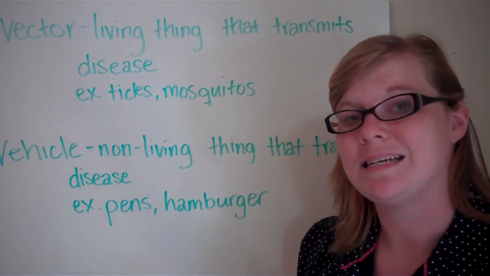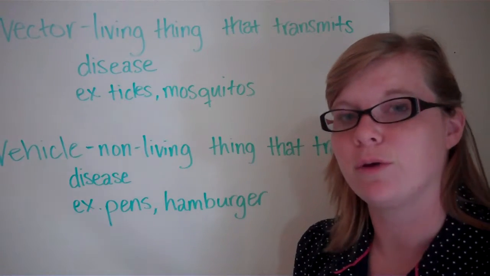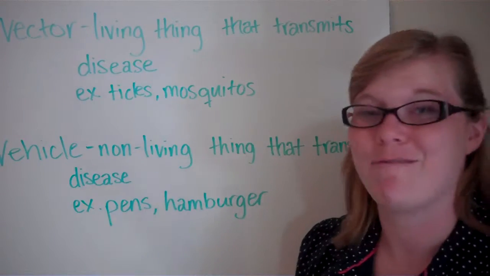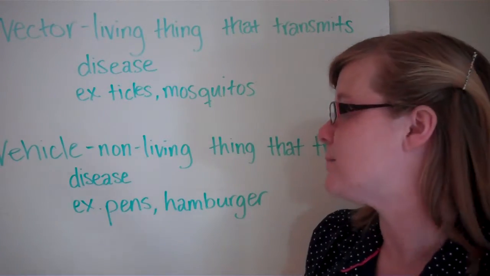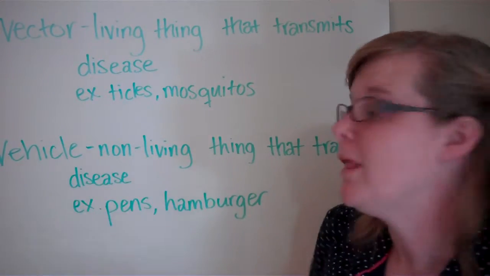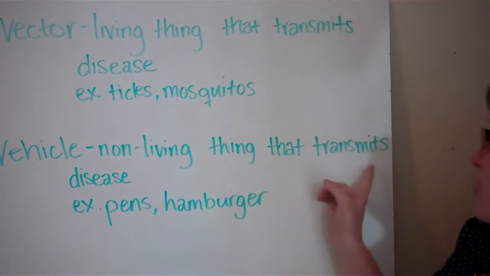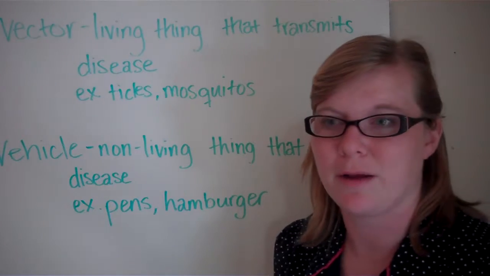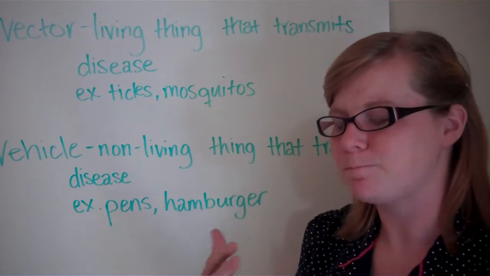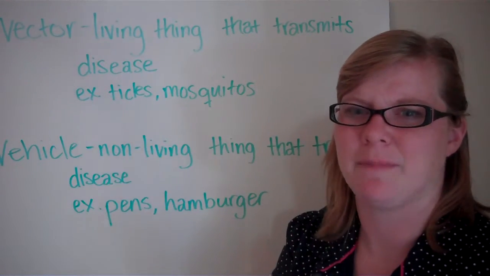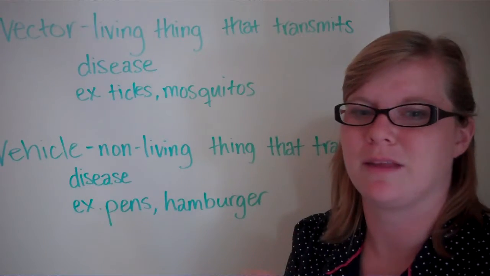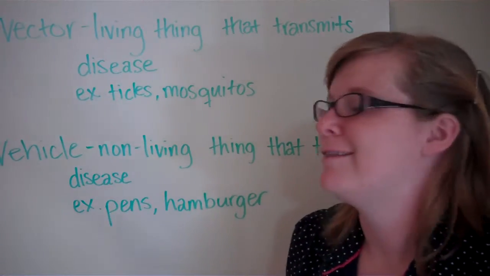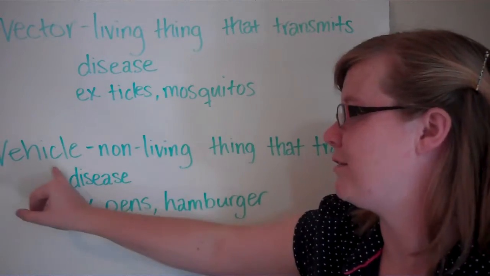So if a disease is spread through a vector, through a living thing that can carry it, it's considered a vector-borne disease. Now, a vehicle is just a non-living thing that transmits disease. So pens, hamburgers. If I'm drinking out of my water bottle and I put my mouth on the cap and then someone else borrows it and they put their mouth on the cap, and I'm catching a cold and then they're catching a cold, the water bottle mouthpiece is considered a vehicle.